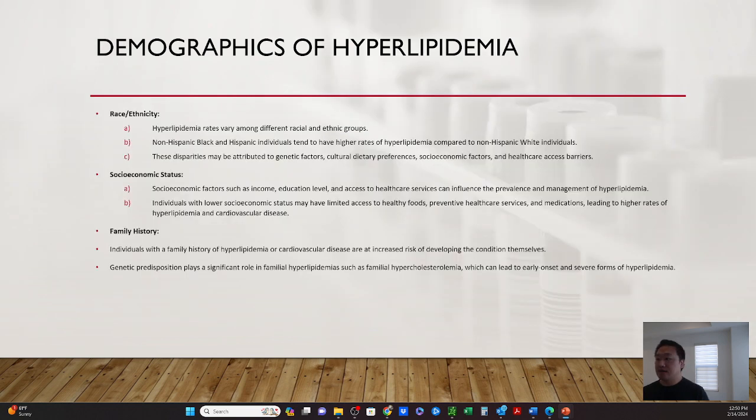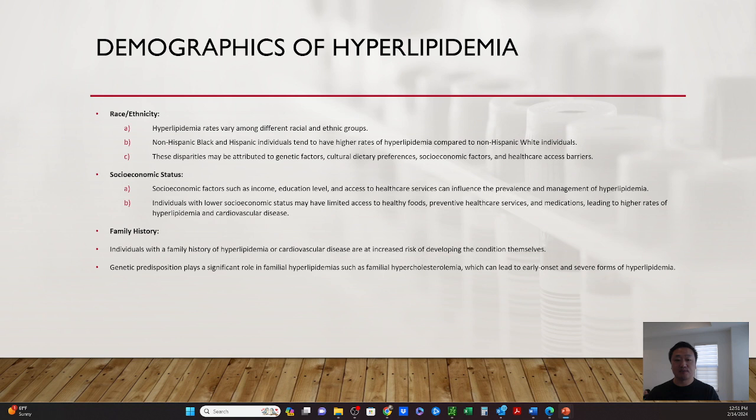And race and ethnicity. Non-Hispanic Black and Hispanic individuals tend to have higher rates of hyperlipidemia. It's really due to lifestyle and dietary factors, what kind of food they consume every day. These disparities may also be contributed to by genetic factors, cultural dietary preferences, and healthcare access barriers.